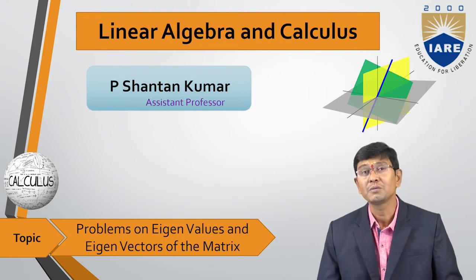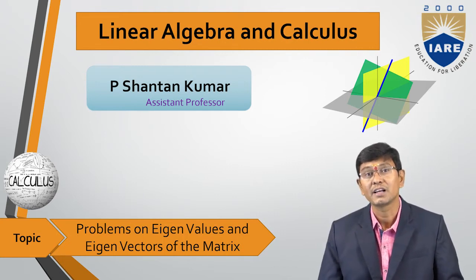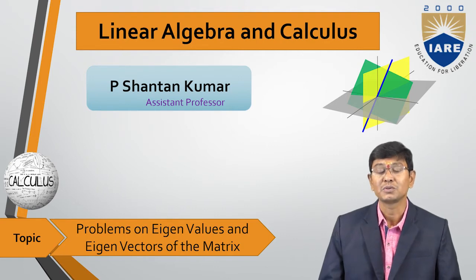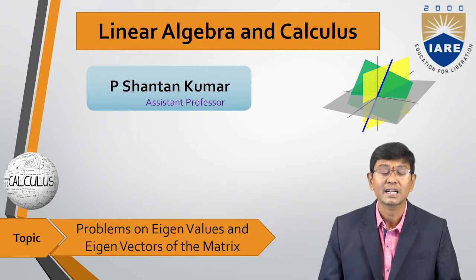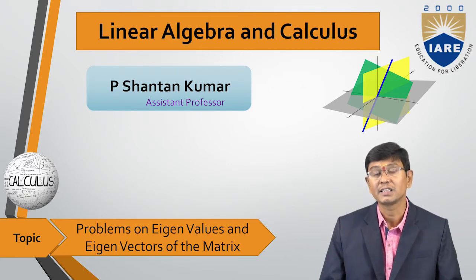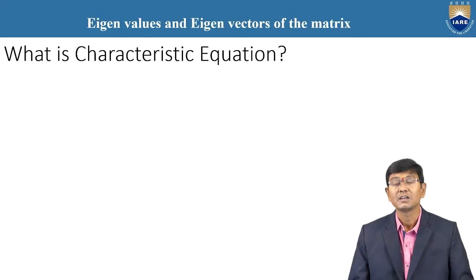Before discussing the eigenvalues and eigenvectors, we need to discuss the procedure to find them. What are the required contents in that procedure? That is based upon the characteristic matrix, characteristic values, and characteristic equation. First, we need to understand what a characteristic equation is.